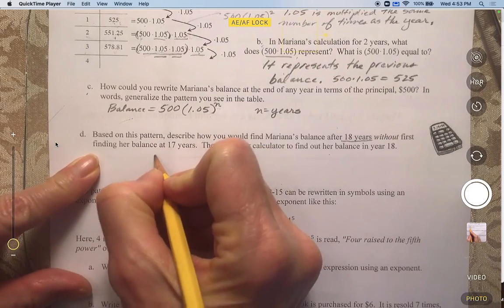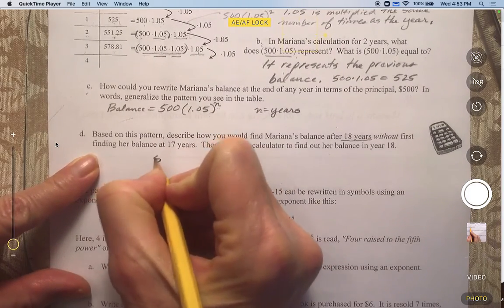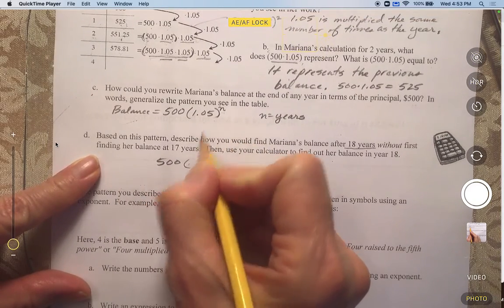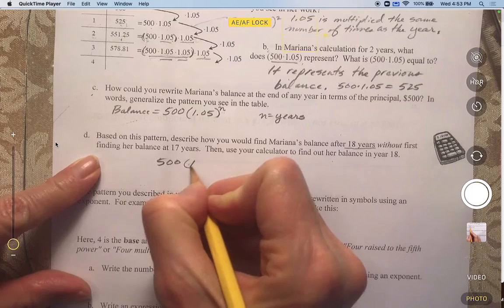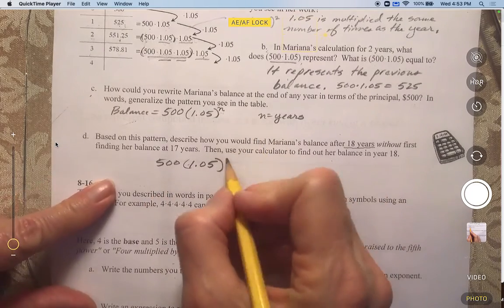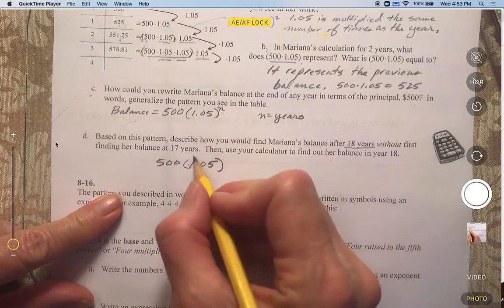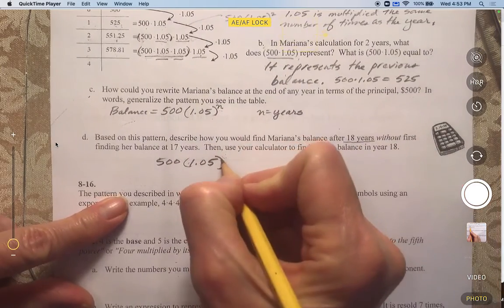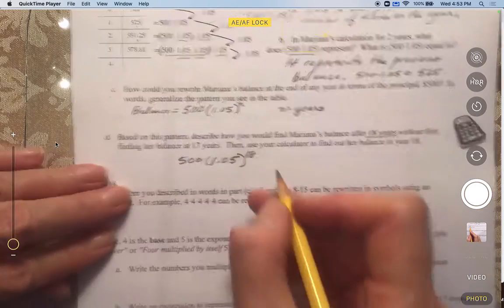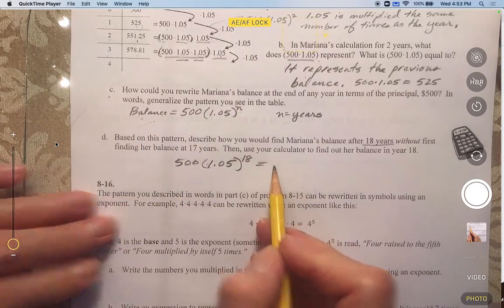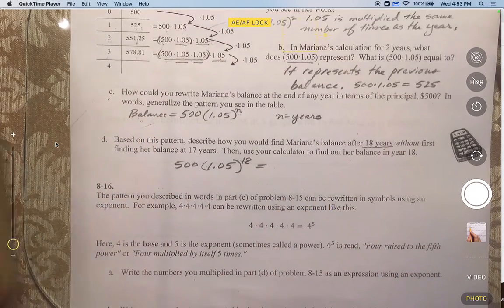So we know that the 500 is correct because that's our balance. We know the interest rate is correct, and that's that 1.05. And then we need to find the number of years and substitute that for the n. And in this case, it's 18 years. So there we go. That expression should give us the balance for 18 years.